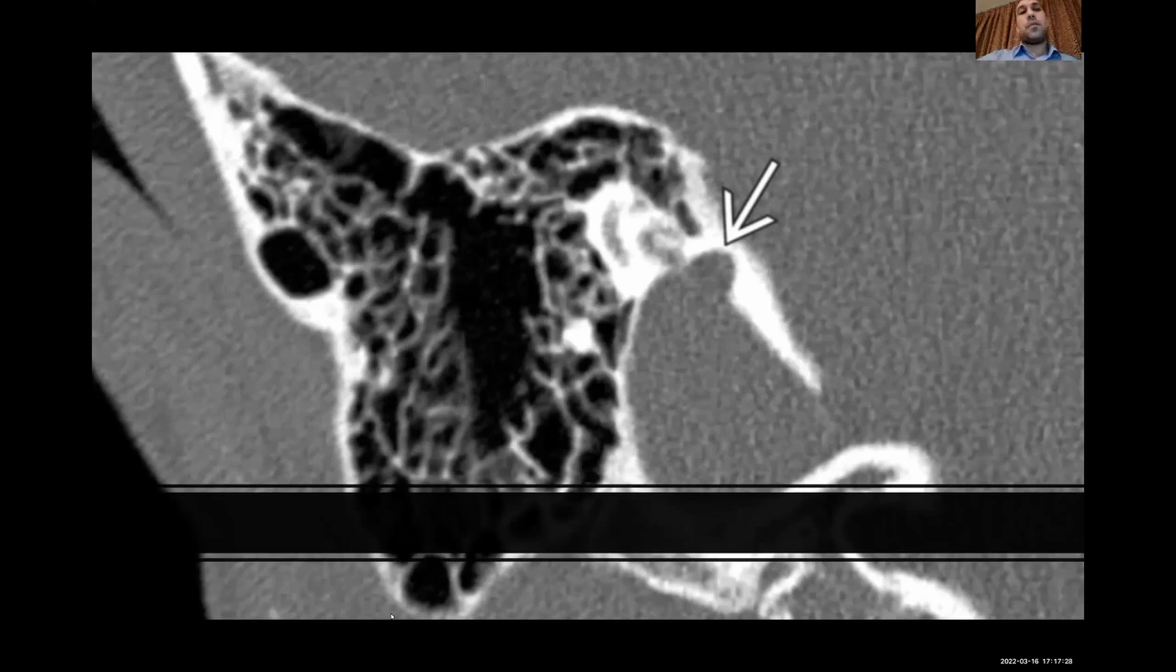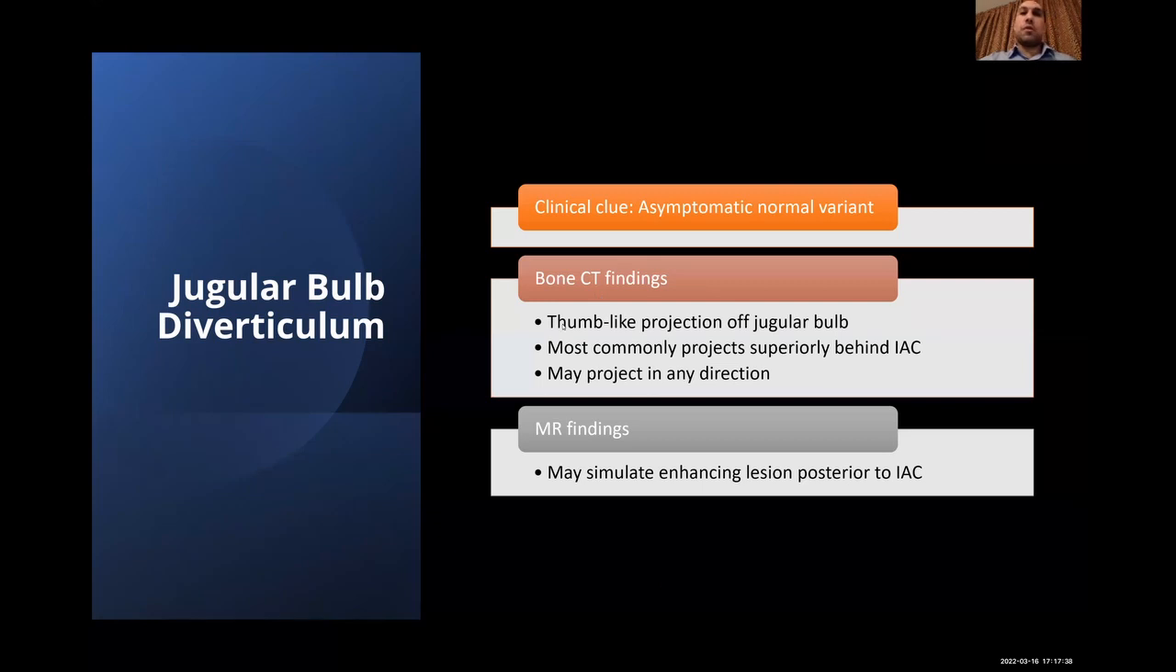Okay, no answers? Okay, this is diverticulum. This is the jugular vein, and this is diverticulum of the jugular vein. Okay, it is not so common. The thumb-like projections, jugular bulb diverticulum.